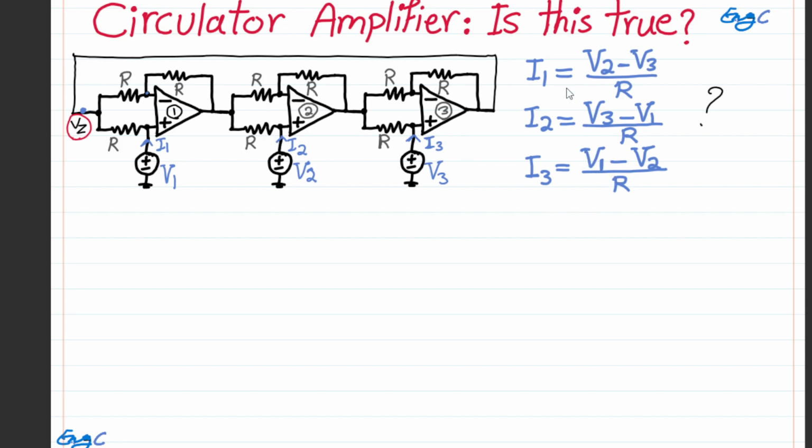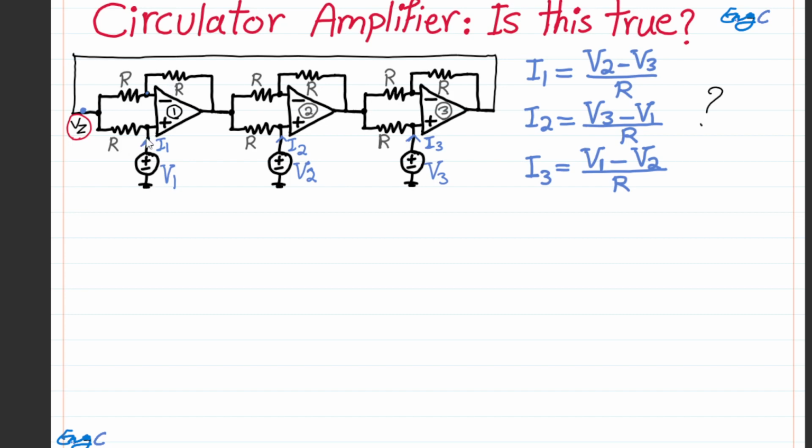As if we are circulating, I1 depends on V2 and V3, I2 depends on V3 minus V1, and I3 depends on V1 minus V2. So no wonder we are saying it's a circulator circuit, if this is true. Let's see if this is true.